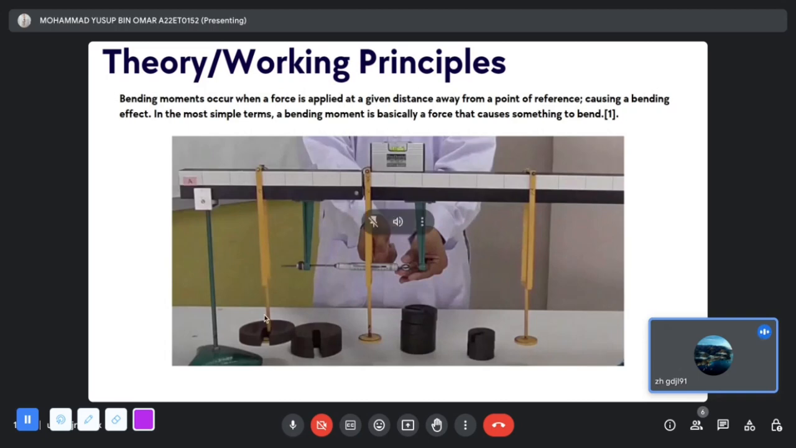So if you look at the diagram below, this is a beam, and if we place a load here, meaning that we are putting the external force here, it will cause the beam to bend and create a bending moment at section C.